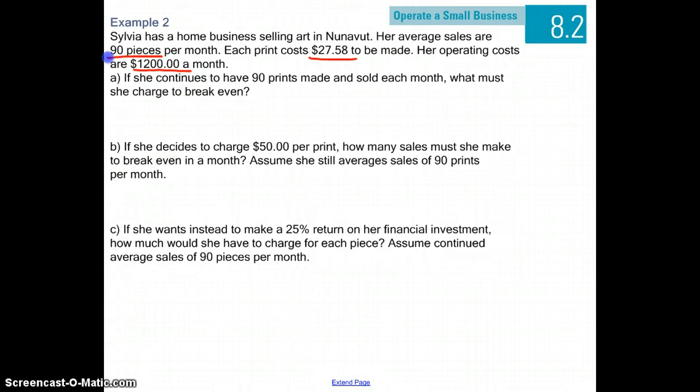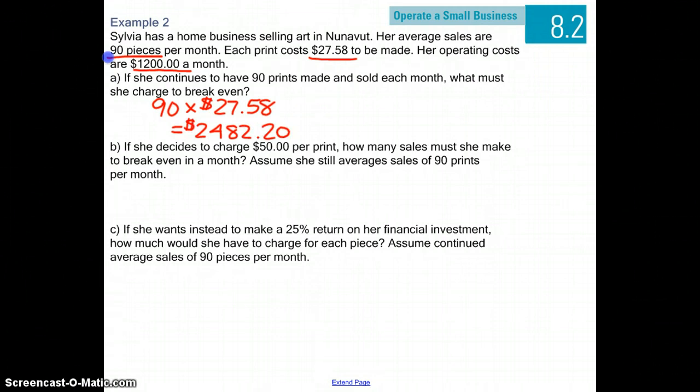So we need to figure out how much it actually costs her to make these 90 prints a month. So if we have 90 of the pieces of art times the cost that it takes to make each, that gives us a total cost for the art of $2,482.20.